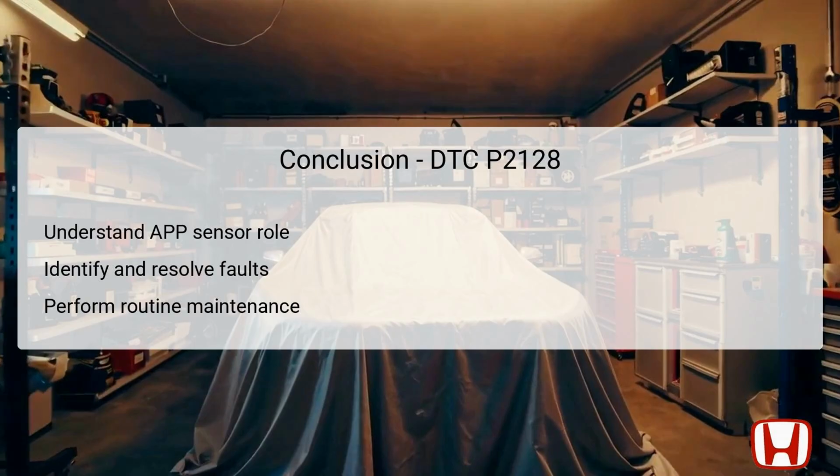In summary, the DTC P2128 indicates a high voltage error in the accelerator pedal position sensor B circuit, impacting engine performance and vehicle acceleration. Understanding the role of the APP sensor, its function, and how it interacts with the PCM is crucial in diagnosing and resolving issues related to this error. Careful execution of the outlined troubleshooting steps and verifications is key to identifying faults accurately.